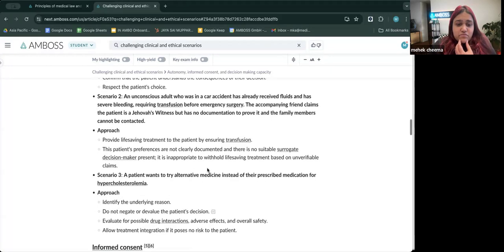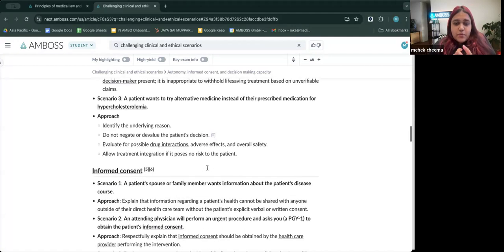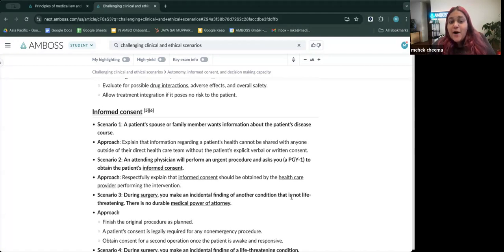All right. Apart from this, let's look at one more. A patient's spouse or family member wants information about the patient's disease course. Now, this becomes a little complicated. One, if the patient has approved, they've given their consent, you can definitely explain information if you have their consent. If you do not have their consent, you cannot explain this to the family.